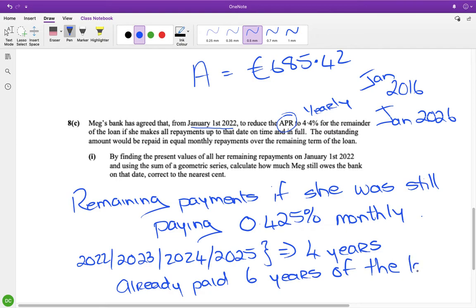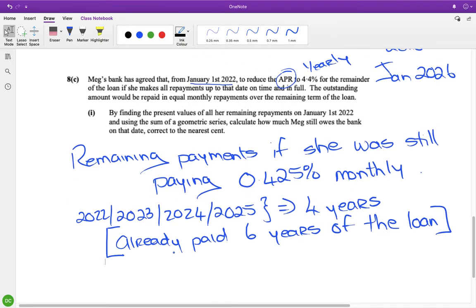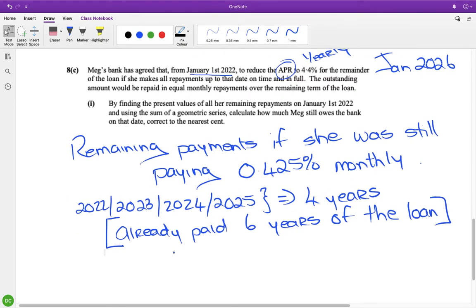Okay, we'll just keep that there because I think we'll probably need that going forward. Okay, so the remaining payments, if she was still paying the old interest rate, as in, so what we're trying to figure out here is how much does she still owe between January 2022 and the end of the loan. What does she still owe?